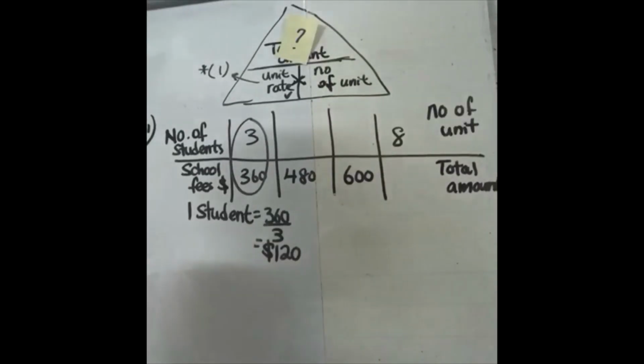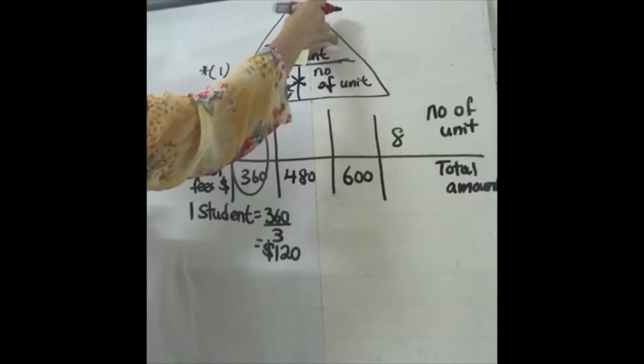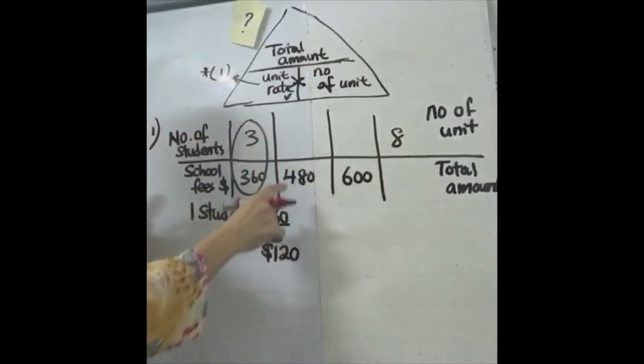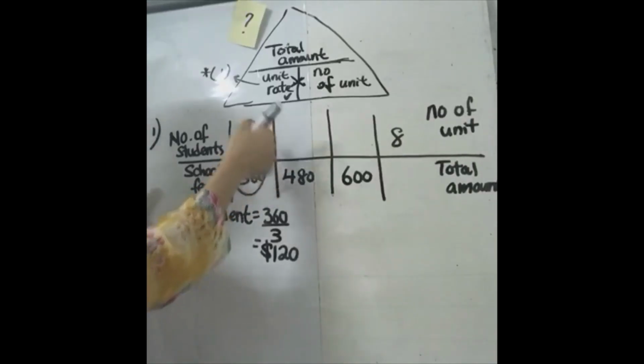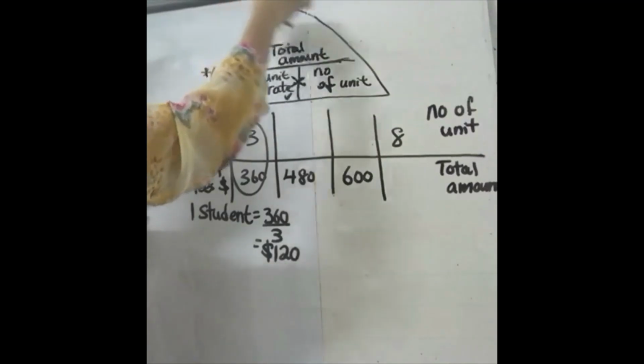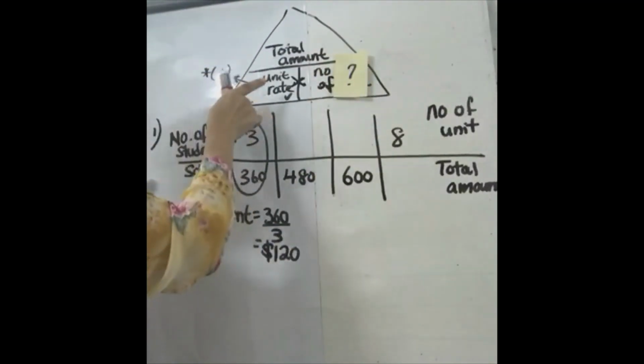Okay. Now let's go for the second column. Okay, we're going to go for second column. Now let's see what do we have. Sorry, let me remove this. Okay, the second column. He asked you to find the number of unit. So asking you to find the number of unit. So we're going to put here. We don't know the number of unit. So what's the formula given?